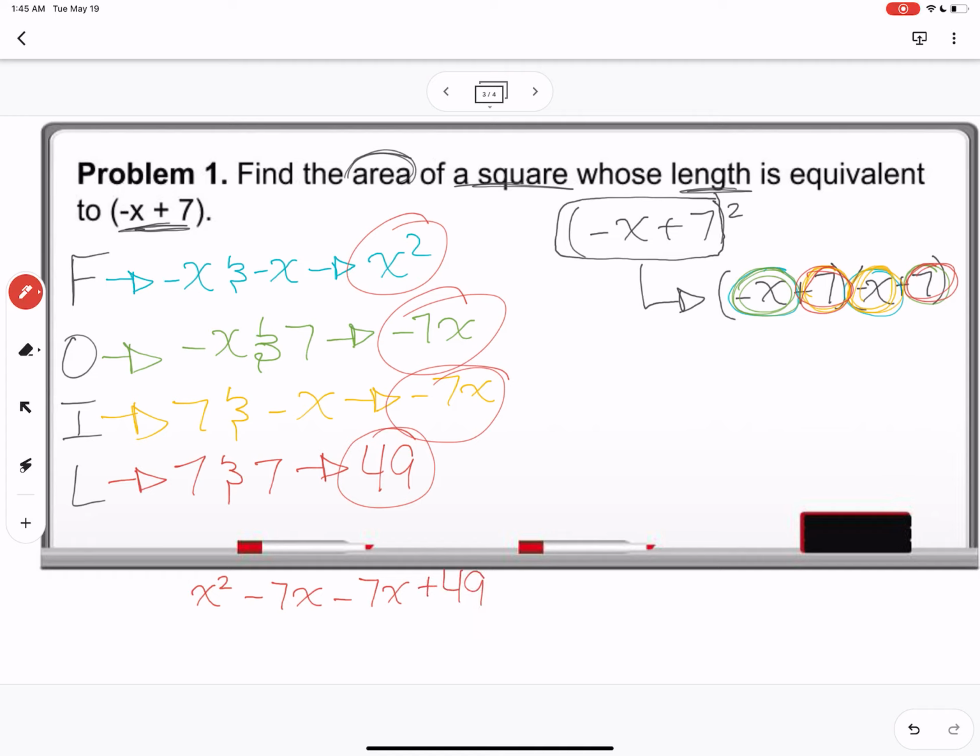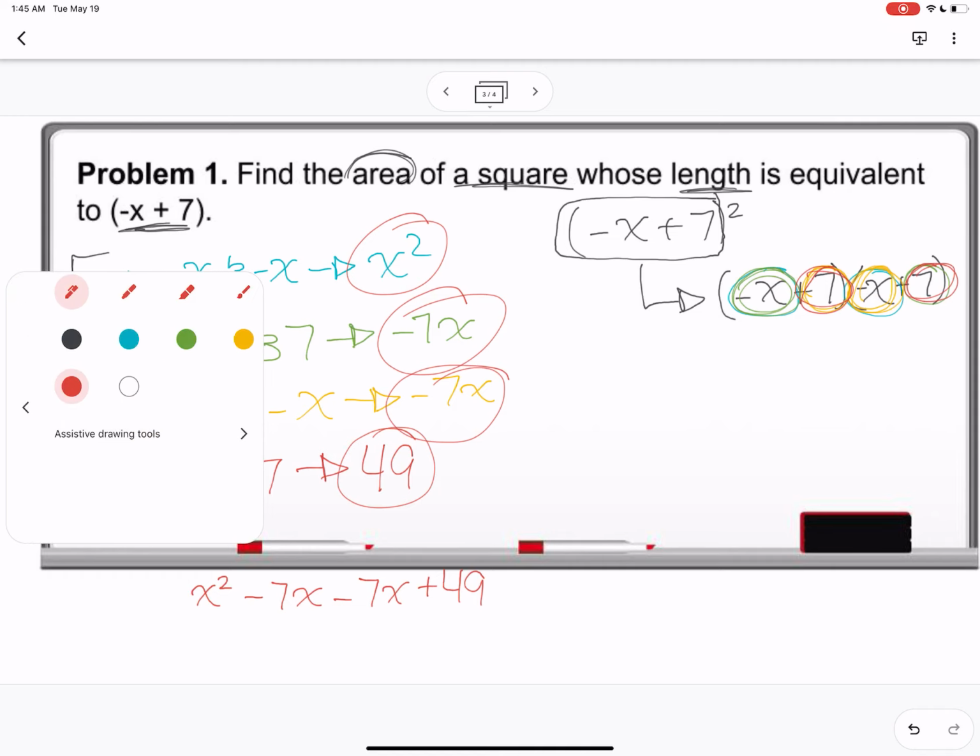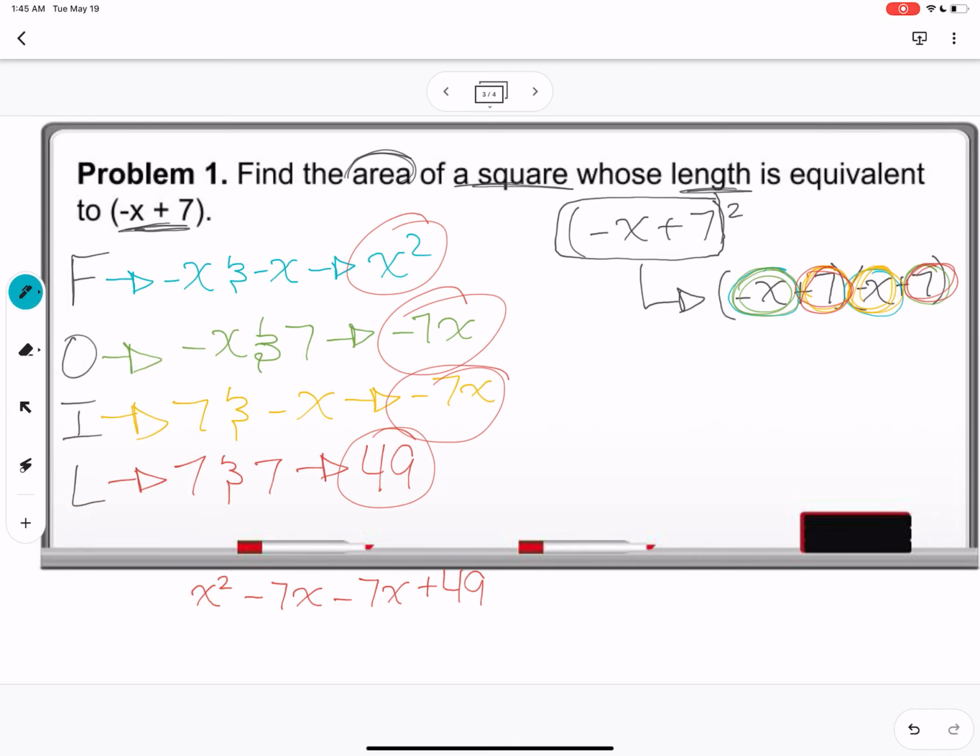So before I write my final answer, again, make sure you're always combining like terms. So I'm going to combine this negative 7x and this negative 7x together because they're like terms. I bring down my x squared. Negative 7x minus 7x is negative 14x. If you do keep change, you will agree. And I bring down our positive 49. So the answer to the question, the area of the square whose length is equivalent to negative x plus 7, is the polynomial x squared minus 14x plus 49.